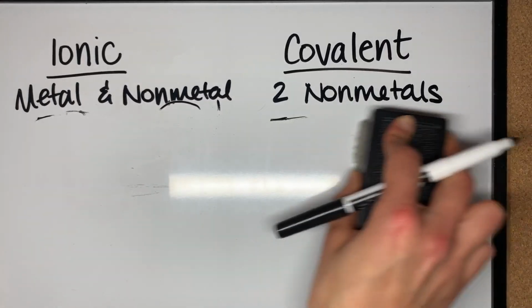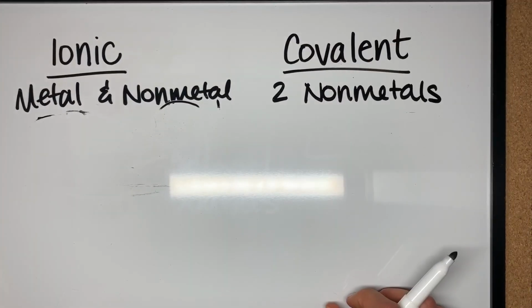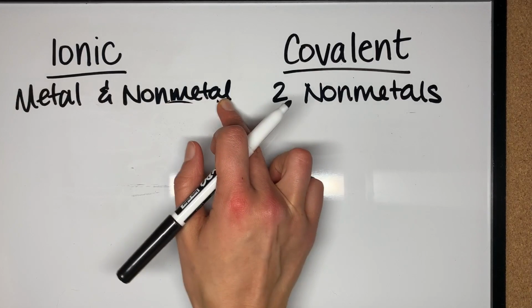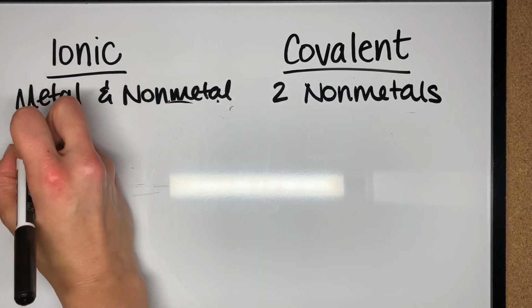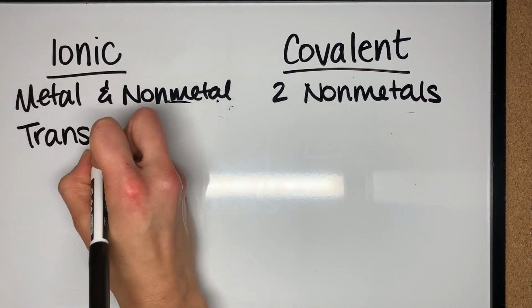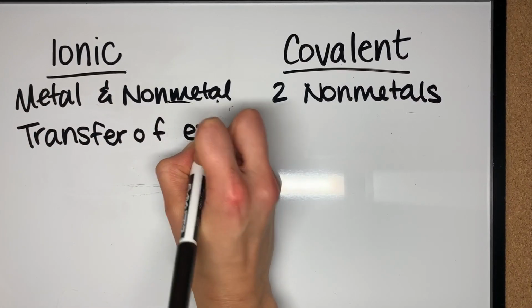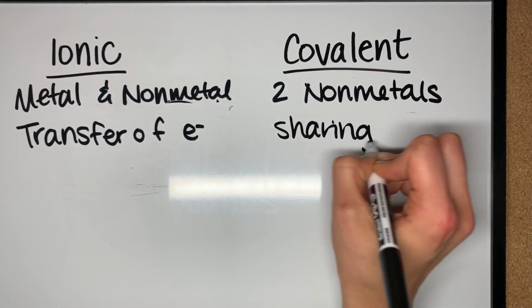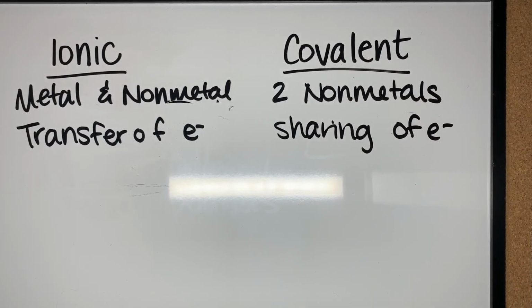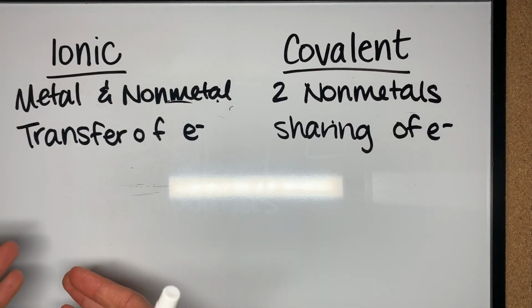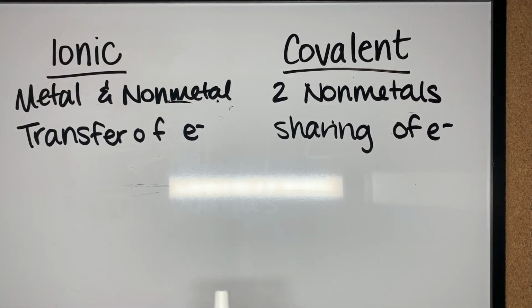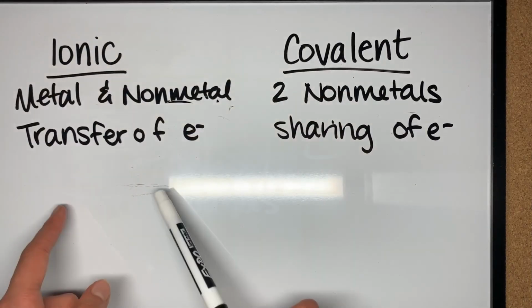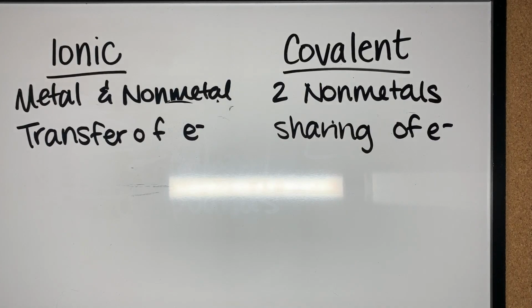The next big difference that you should remember from our chemical bond unit is that ionic compounds involve a transfer of electrons, whereas covalent is a sharing of electrons. And this can help you to understand why we crisscross to determine the subscripts in an ionic compound and why we don't in a covalent.